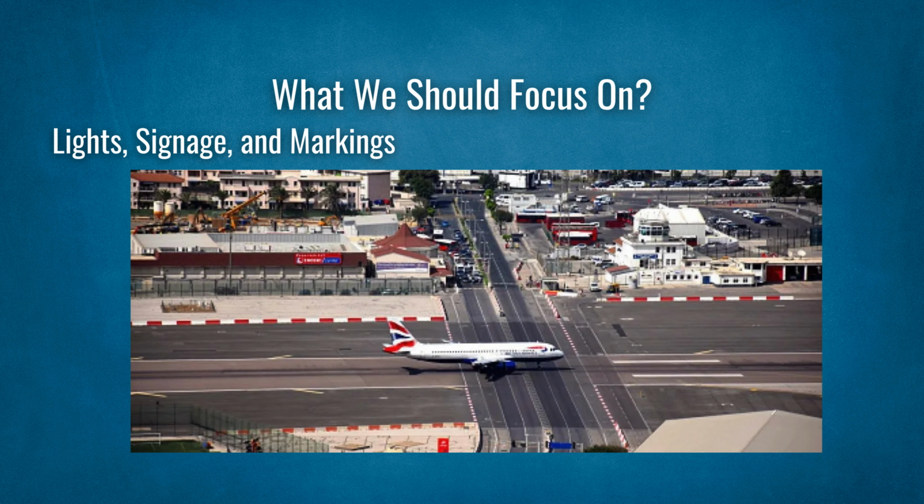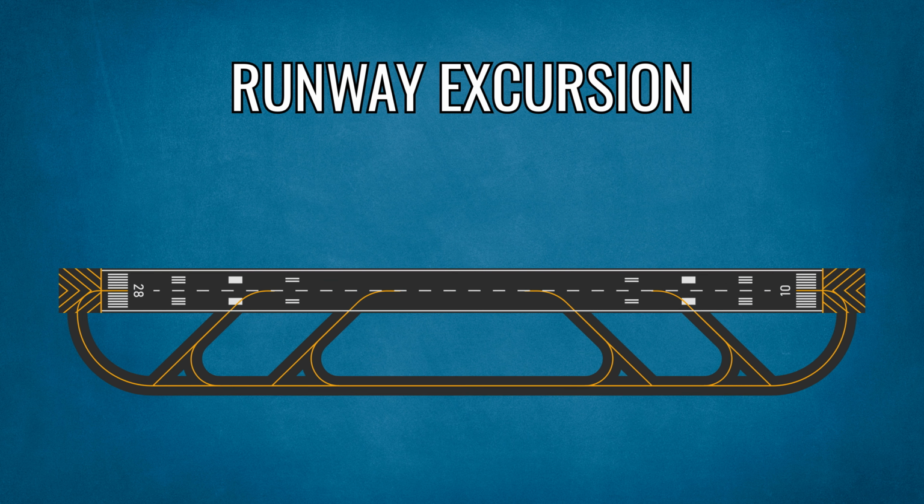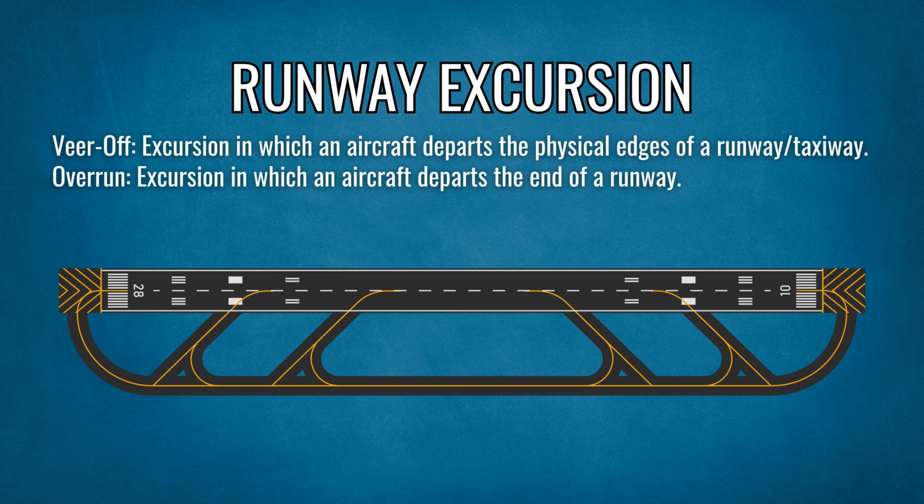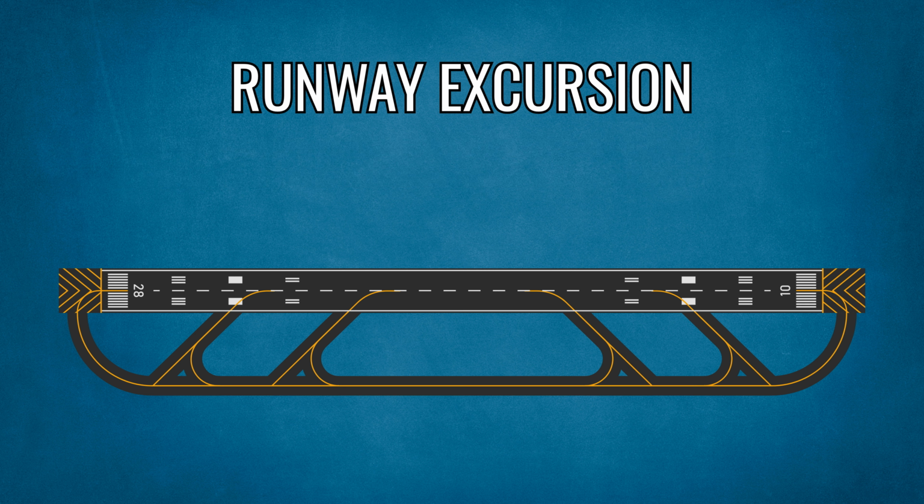Runway excursion. Runway excursions can occur on takeoff or on landing, as well as during taxi. They consist of two types of events. Veer off. Excursion, in which an aircraft departs the physical edges of a runway or taxiway. Overrun. Excursion, in which an aircraft departs the end of a runway.